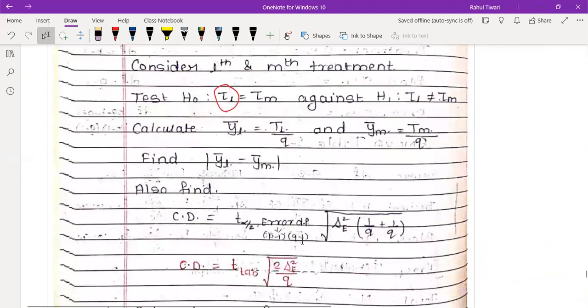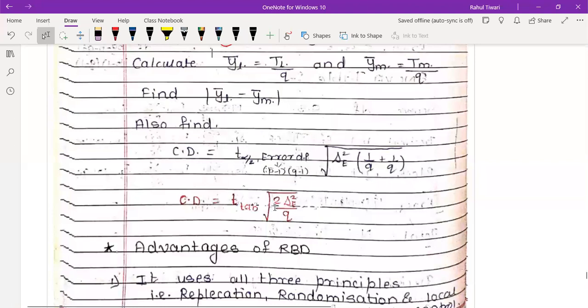And you can find the standard error of that method, which is S square E upon 1 upon Q plus 1 upon Q. Because its variance is S square only, into 1 upon Q plus 1 upon Q. Which you can simplify and we get 2 S square E upon Q. And this is your tabulated value.